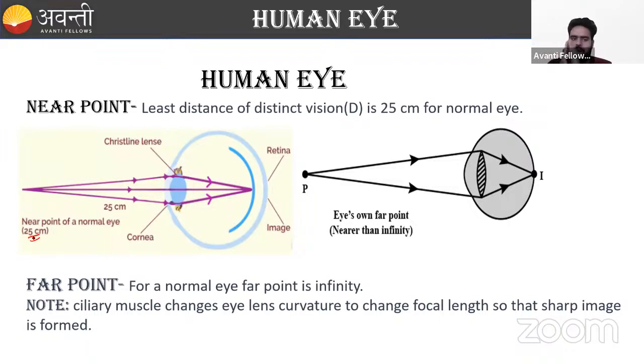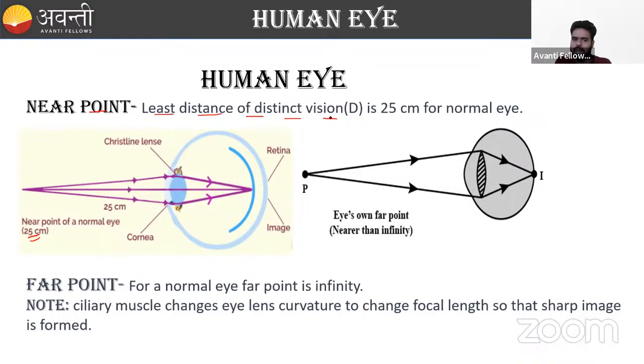Firstly, we have to understand this point. Near point is the distance from our eye, at 25 centimeters, where we can see a clear image. It means the image is formed at our retina without using any instrument. Such a distance from the human eye where we can see the clear image is known as the near point. So near point is also known as the least distance of distinct vision.